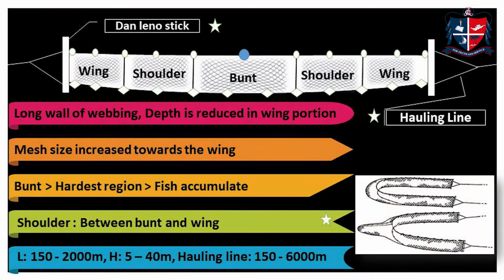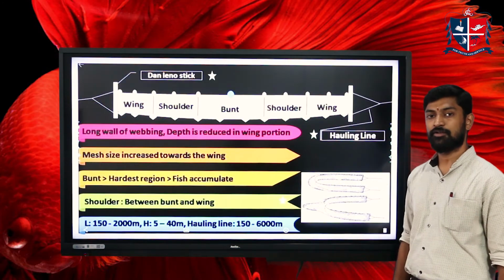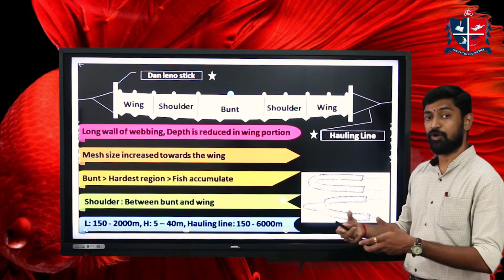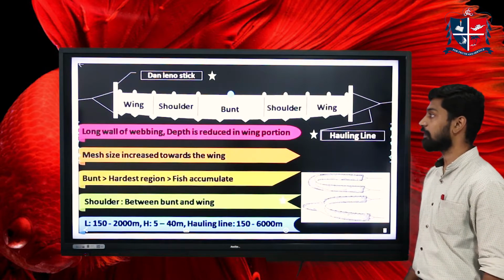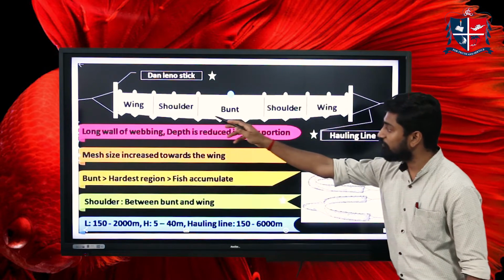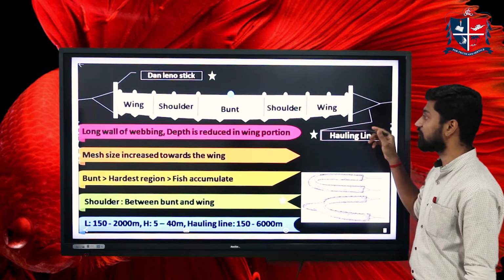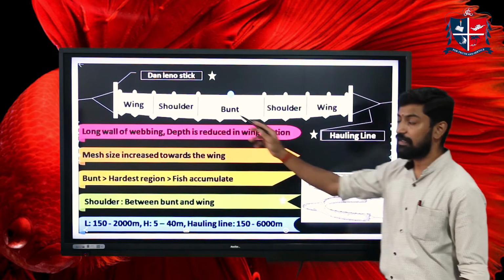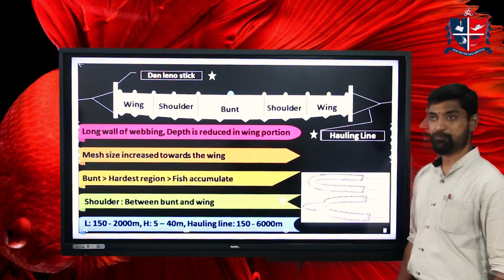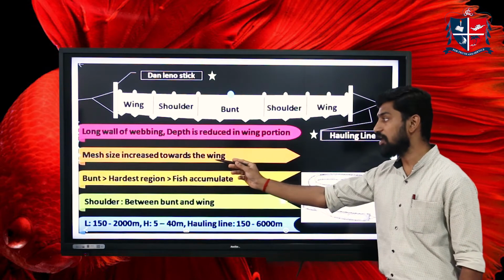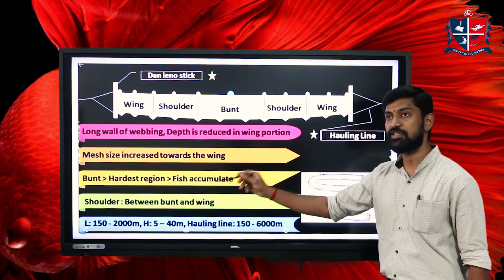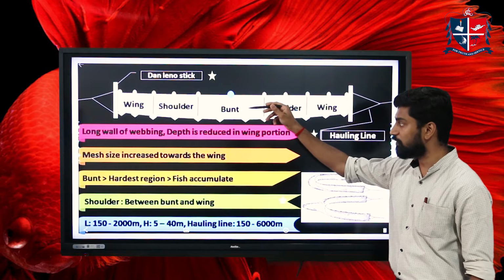Now, the structure of a beach seine. On both sides we have a hauling line. The hauling line is the line or rope we use to pull up or drag the gear. The main webbing and this hauling line are connected with a stick known as the leno stick. And there is a bend region in the center, that is the hardest region. The hardest region in the gear is the bend region.